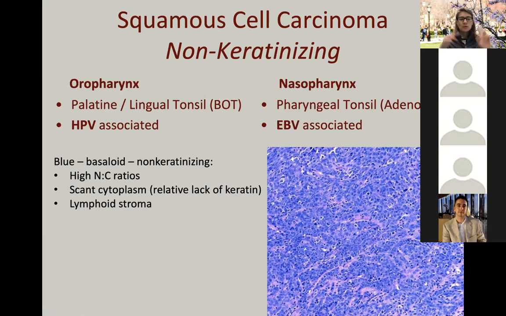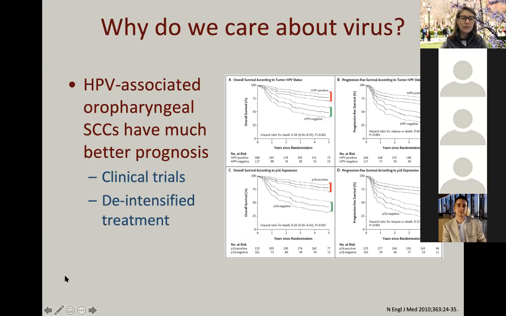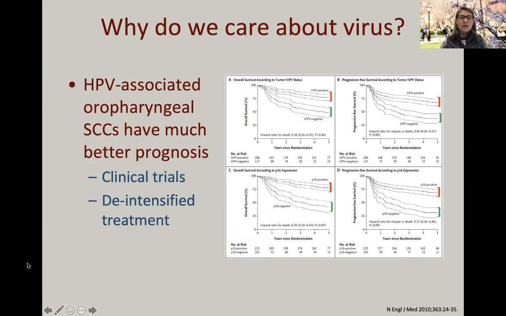Both are very blue, so-called basaloid, non-keratinizing, meaning they probably have some amount of cytoplasmic keratin because they're still squamous cell carcinomas, but the amount is so minimal that it can be very hard to see on H&E stains. They arise in a background of lymphoid stroma because of the tonsillar-rich tissue in which they arise. Why do we care about these viruses? Probably because of their prognostic import. Specifically, HPV-associated oropharyngeal squamous cell carcinomas have an excellent prognosis compared to non-HPV-associated carcinomas.